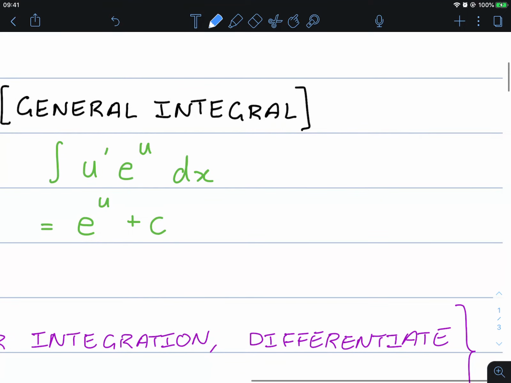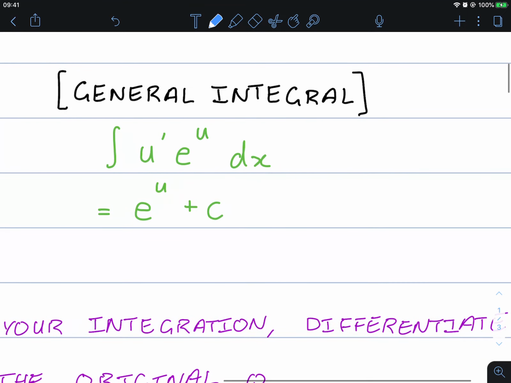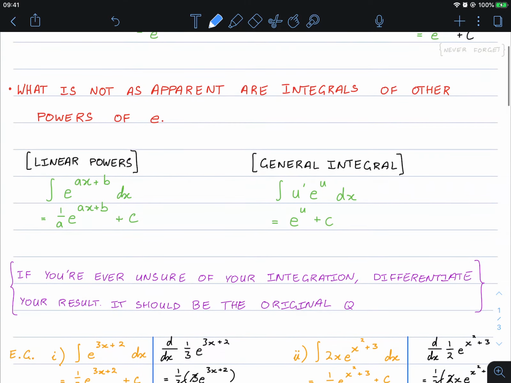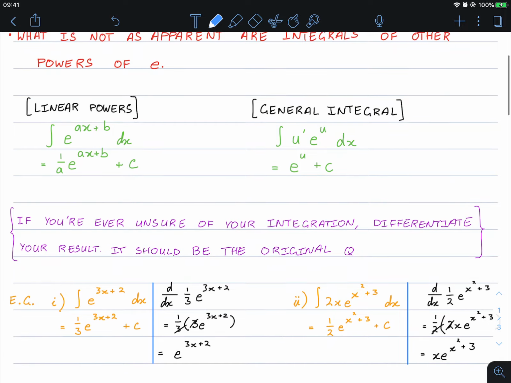But generally speaking, with more difficult integrations, if you have e to some power of u and its derivative, so the derivative of the power is a coefficient of x, the integration of this is e to the u plus c for indefinite integrals. And we'll get into a few examples of those in my next video.